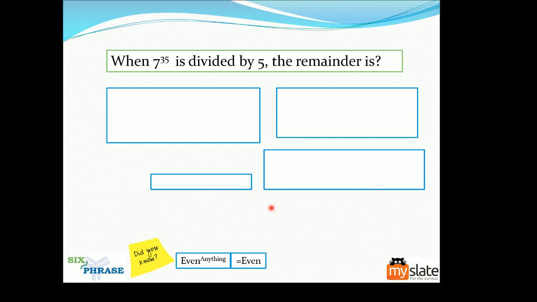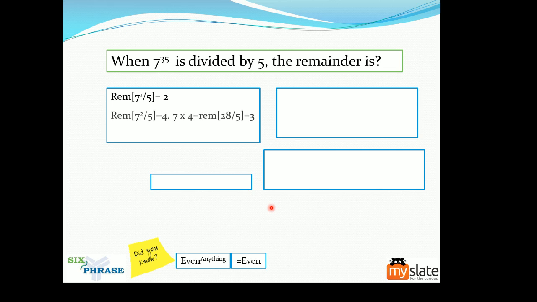Okay. Now, when 7 power 35 is divided by 5, the remainder is? Now, what do we do? You know the drill. The first thing is, you start with 7 power 1 divided by 5. The remainder is 2. Yes, right, guys.